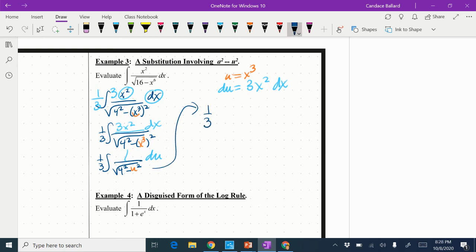So it would be 1/3 arcsine of u, which is a u this time, over a, which is the 4, plus c. And we would go ahead and substitute back in the u that we originally had. So it'd be 1/3 arcsine of u, which is the x cubed over 4 plus c.